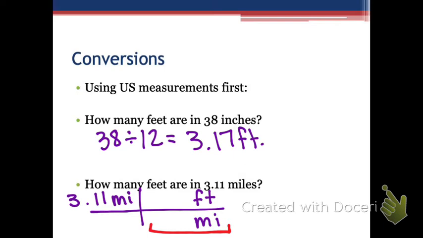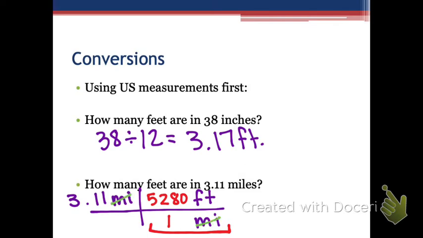How many feet are in 1 mile? That's right. I'm going to say that 1 mile is equal to 5,280 feet. Right? I'm not doing any math. I'm just pulling these numbers directly from my chart. Okay? And then I'm going to check my units one more time.